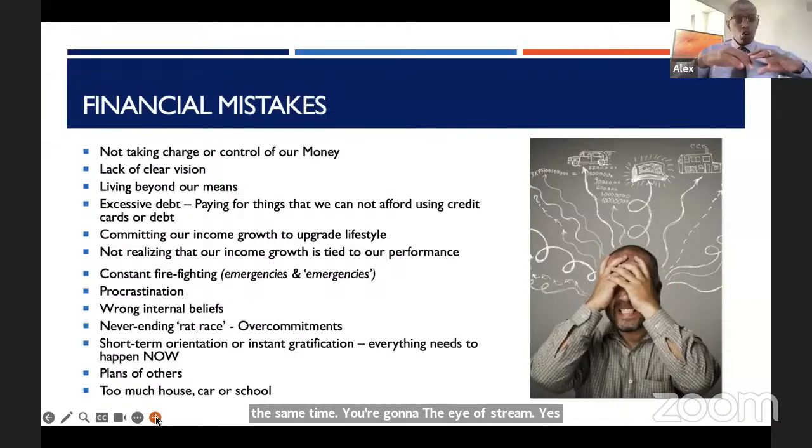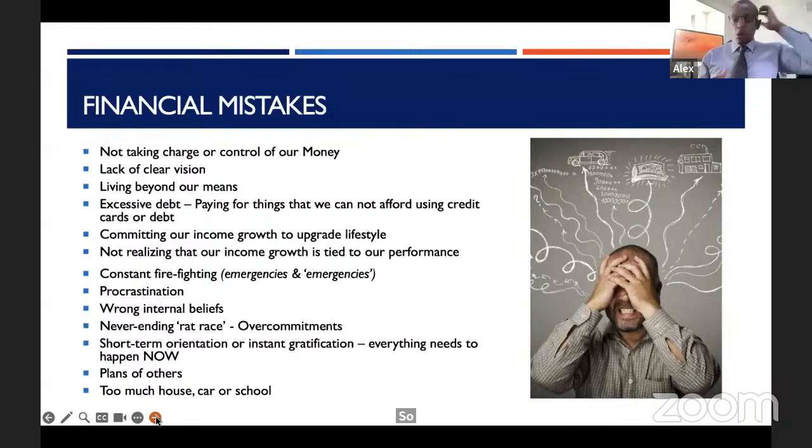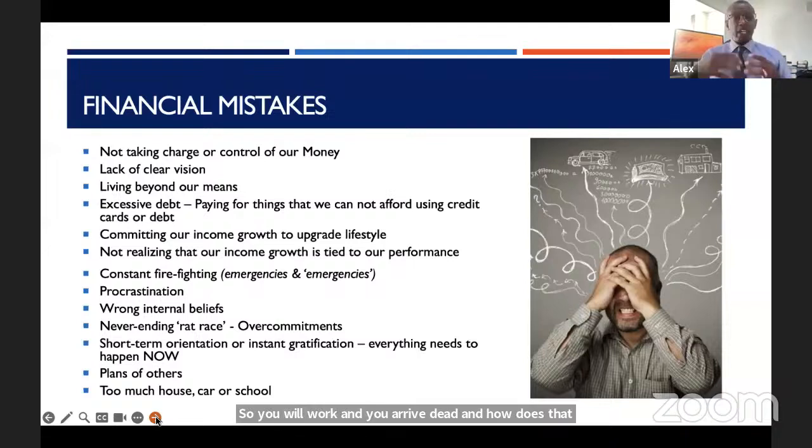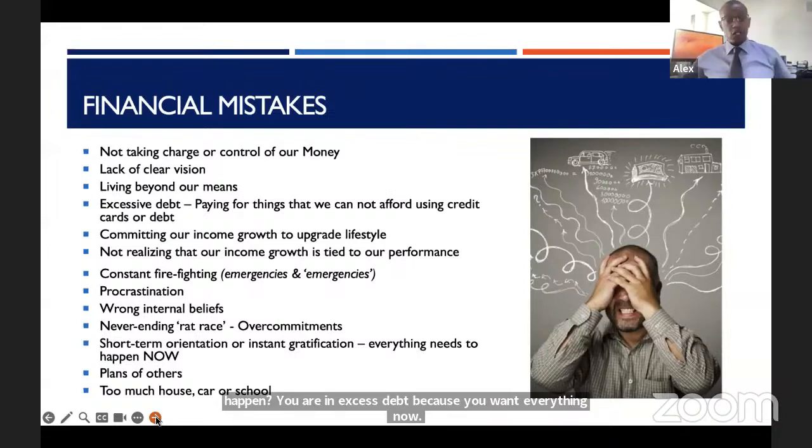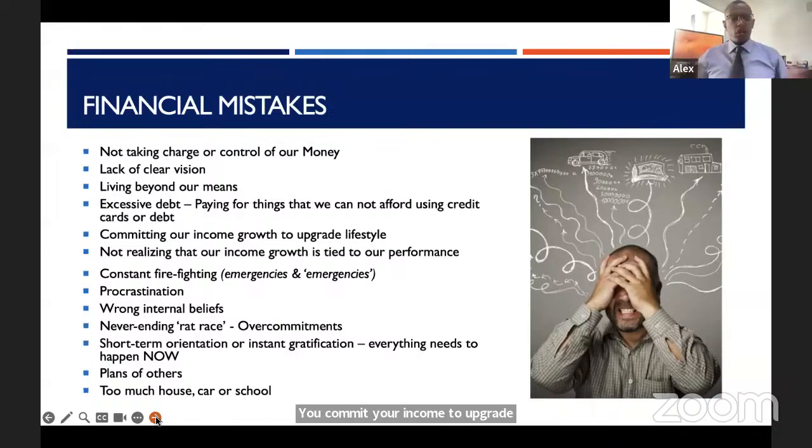So work within your means. I can start with a smaller house, but I'll end up, you arrive dead. So you'll work and you'll arrive dead. And how does that happen? You are in excess debt because you want everything now. You commit your income to upgrade lifestyle instead of investing in your own goals. You are upgrading lifestyle too fast.